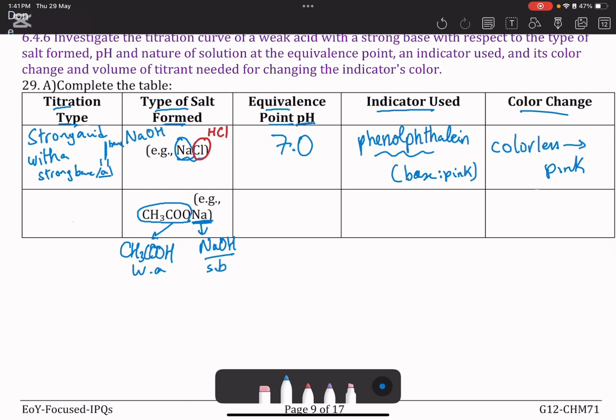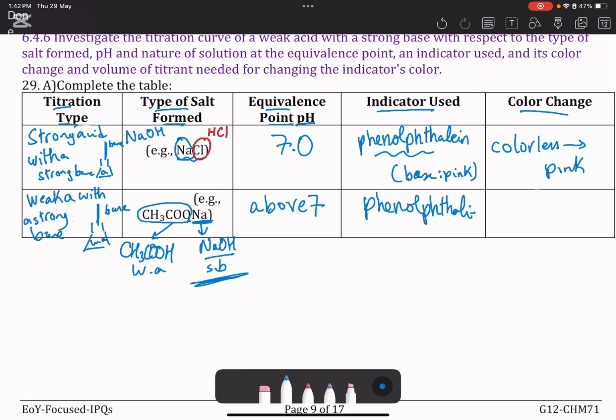So that's a weak acid, and that's a strong base. Therefore, when we do this titration, it's a titration of a weak acid with a strong base. So here in the burette, I have a base, and in the conical flask, I have a weak acid. So the equivalence point will follow the strong base, and it's going to be above 7. And the best indicator again is phenolphthalein, which is going to change from colorless to pink.